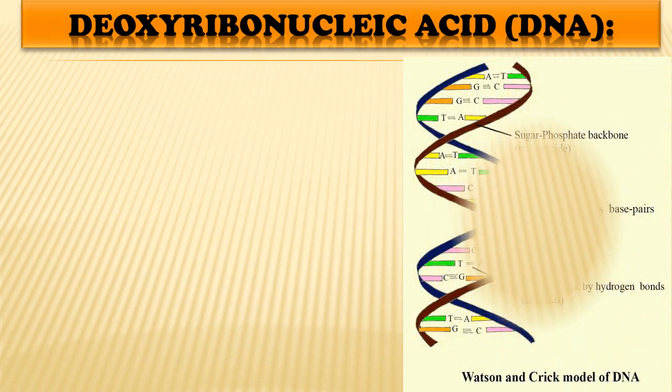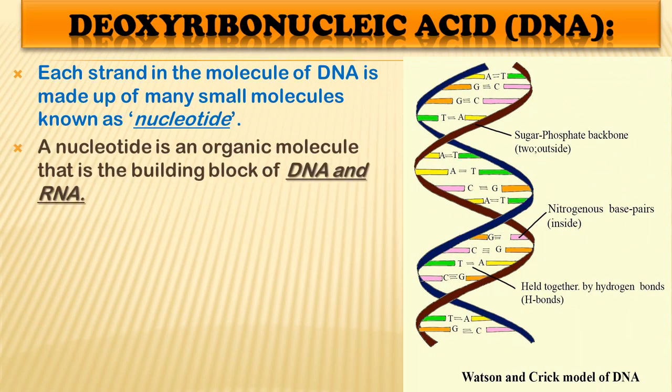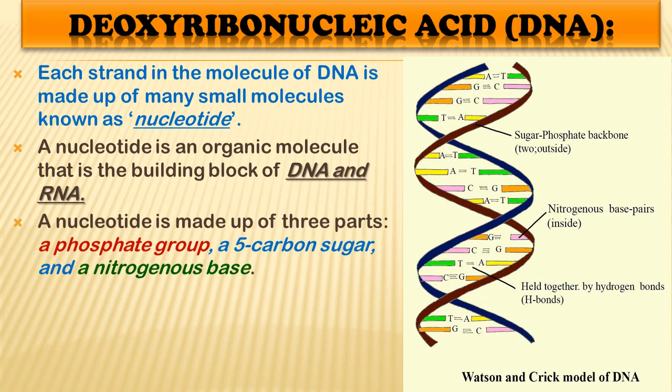Now, each strand in the molecule of DNA is made up of many small molecules known as nucleotides. Now what are these nucleotides? A nucleotide is an organic molecule that is a building block of DNA and RNA. DNA is deoxyribonucleic acid, and RNA stands for ribonucleic acid. So these nucleotides are the building blocks of these two molecules. A nucleotide is made up of three parts: a phosphate group, a 5 carbon sugar, that means a pentose sugar containing 5 carbon atoms, and a nitrogenous base. So these are the three parts of the nucleotide.